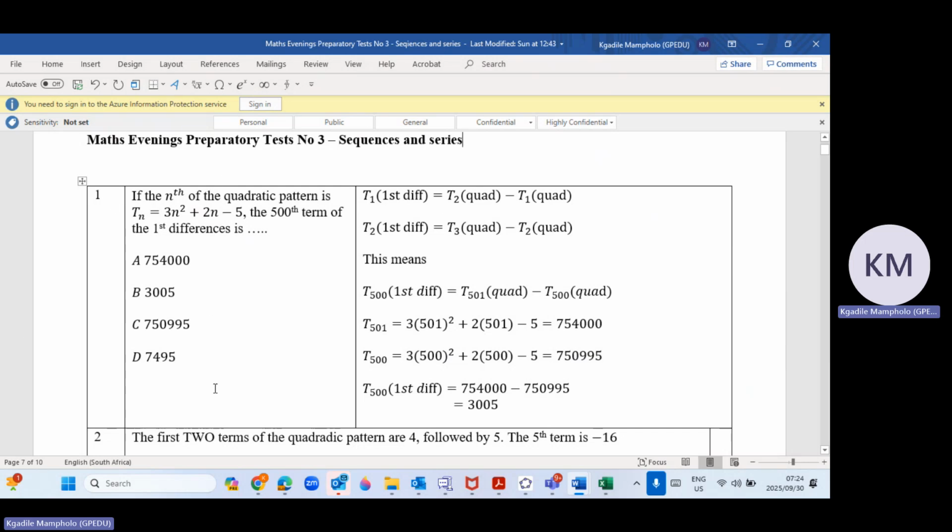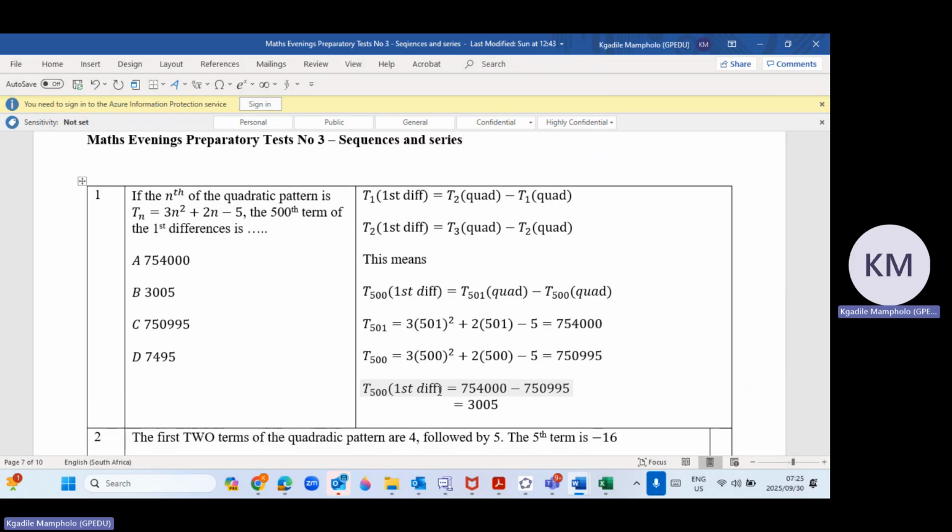My name is Hadlia Mampolo, so I'll take you through the solutions. I know that I sent you the Word documents of the solutions. So today I just want to mediate and then explain in words for learners who might find the answers not clear.